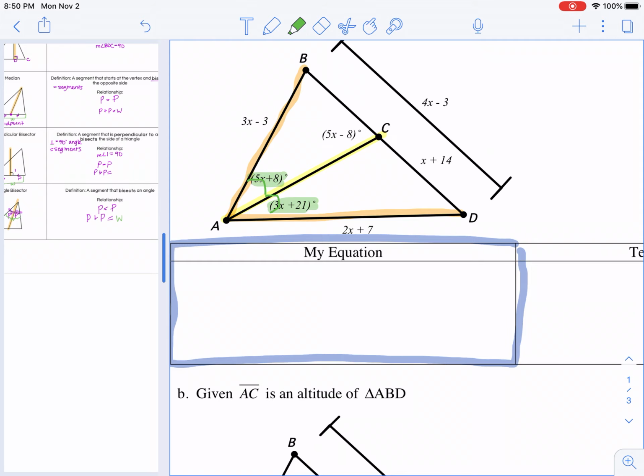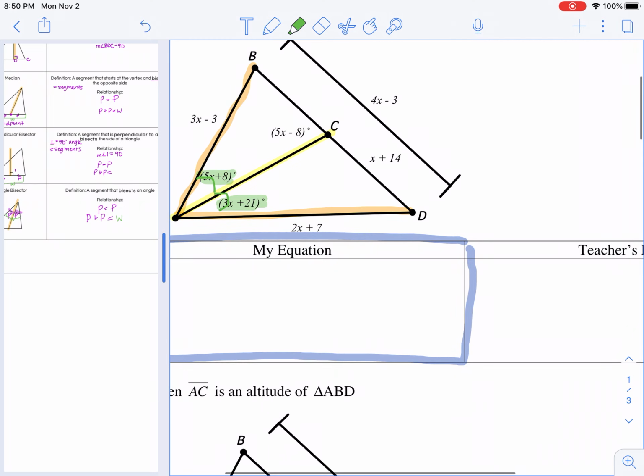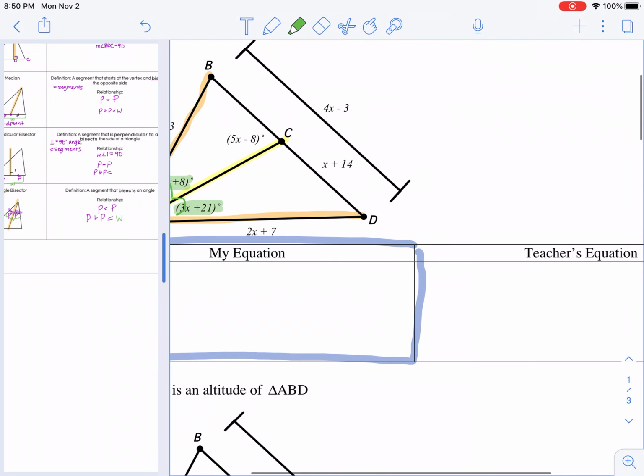Since those two pieces are congruent, and congruent means equal, when I set up my equation, I can do 5x plus 8 equals 3x plus 21.